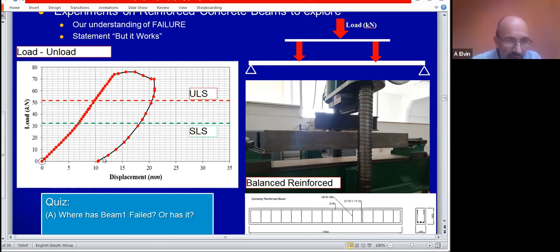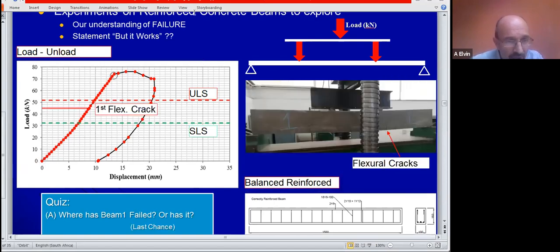So guess what? I'm going to now show you where the first crack has appeared. The first flexural crack appeared here, and here is the load where it first appeared. Now this photograph was taken here. Can you see that the deflections are still relatively small, although now it's noticeable, but the deflection here is on the order of 12 millimeters. So the first flexural crack has occurred here.